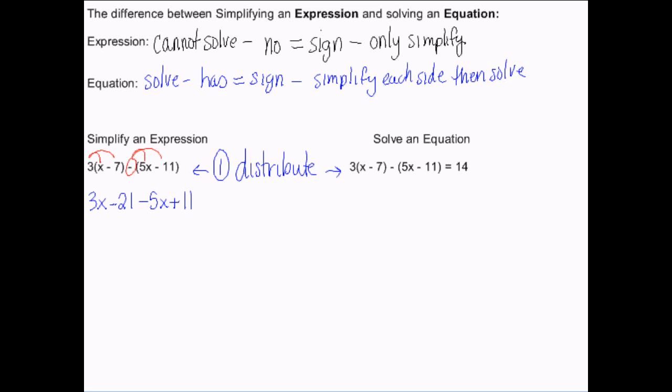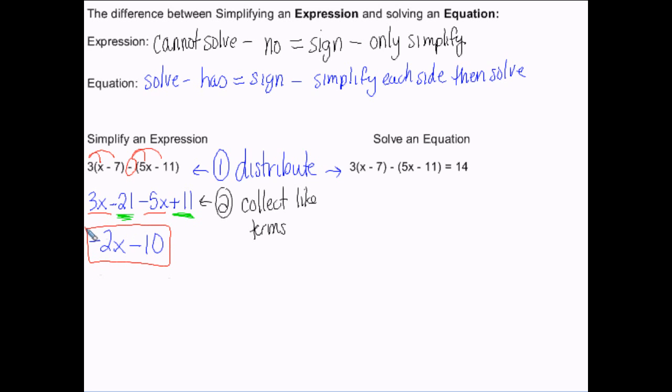Once I've distributed, I'm going to collect like terms. 3x and negative 5x are alike. So I have 3x and negative 5x gives me a negative 2x. And negative 21 and positive 11 are alike. And so I get a negative 10. This is as far as I can go with this one.